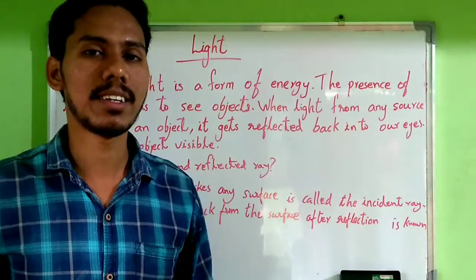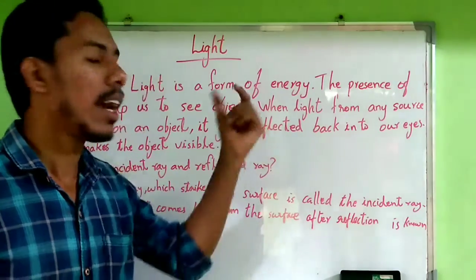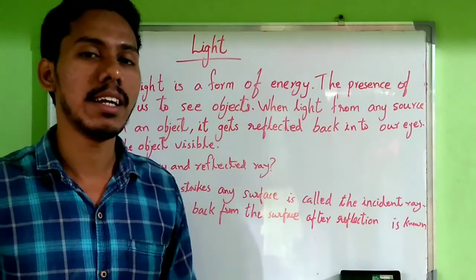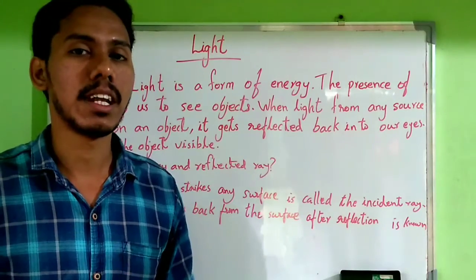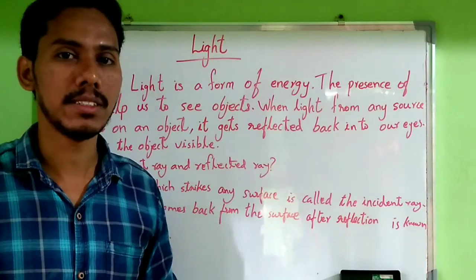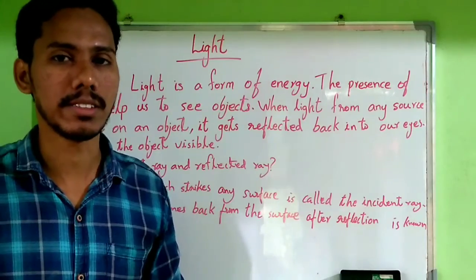Hi students, let us start a new chapter, light. What is light? Light helps us to see objects. We can say that light is a form of energy. Light is an electromagnetic wave. Light has different properties and it exhibits different phenomena. We will study it in the higher classes.